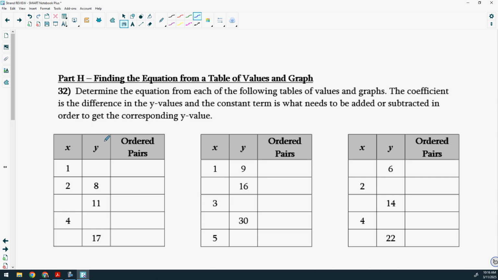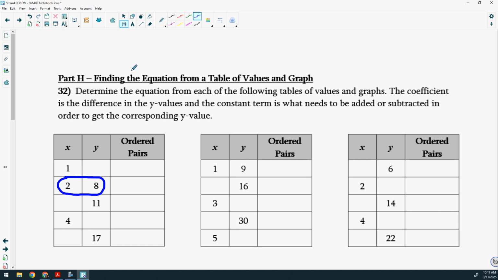Finding the equation from a table of values and the graph. So here we go. We're given our x values, or some of them, and we're given some y values. So the first thing that I would do is look at my change in x and y. So right here, I have an x value and I have a y value.